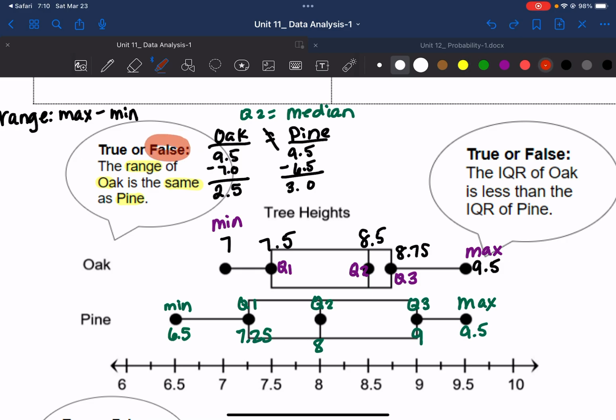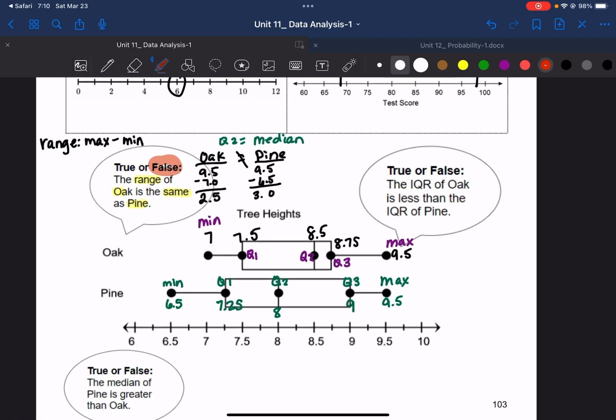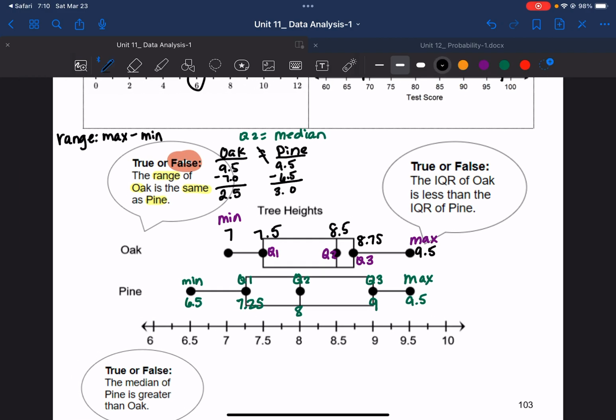I'm going to actually do this one right. Okay, this is false. Let's take a look at the next question, okay? True or false, the IQR of oak is less than the IQR of pine, okay?